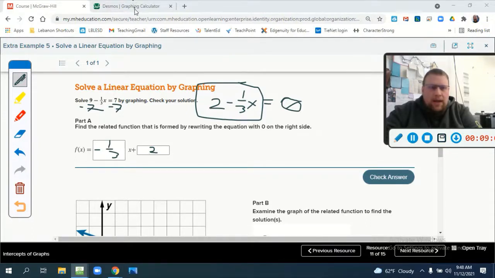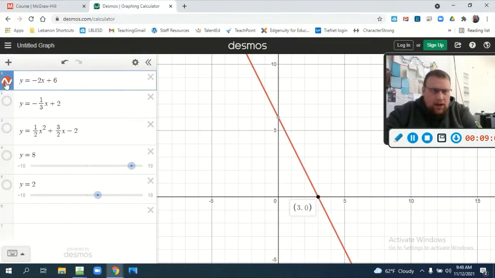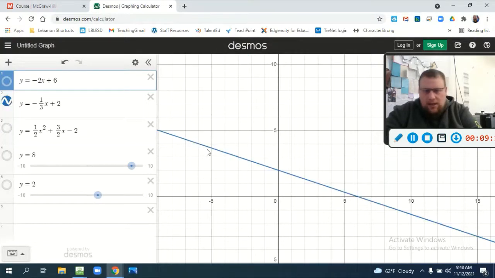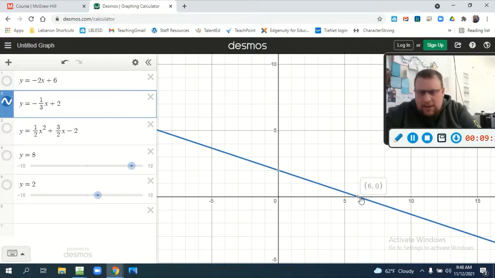When I put that in, pause if you need to write this down, but I've got to exit out so I can go touch my graphing calculator. Notice I put y equals negative 1/3 x plus 2. What does that look like? It's like this graph right here. And I can even tell you my 0 should be at 6, 0. So if I solve this for the solution for x, or the root, or the x-intercept, it's going to be at x equals 6, or the point 6, 0.